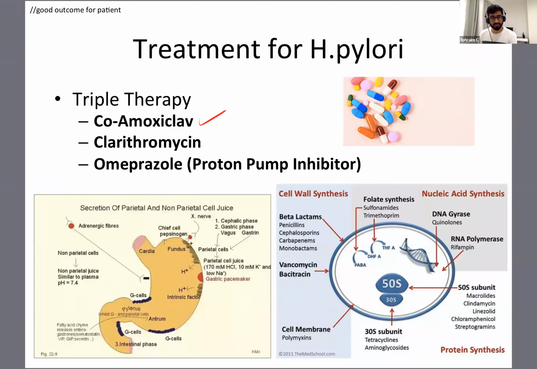If that fails, we can give other mechanisms of antibiotics. And I said there was one mechanism of antibiotics that works by blocking off the ribosomes, the 70S ribosomes. And if we block the ribosomes, that bacteria can't synthesize proteins, it dies. And that antibiotic is called clarithromycin. It binds onto 50S ribosomes, prevents protein synthesis.